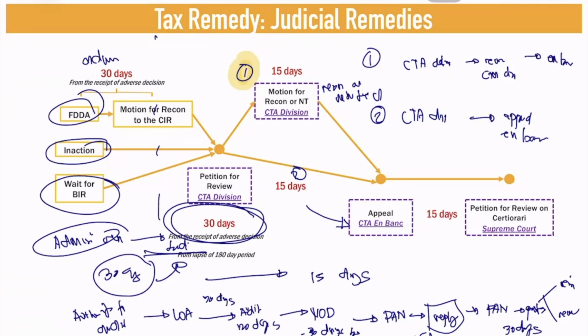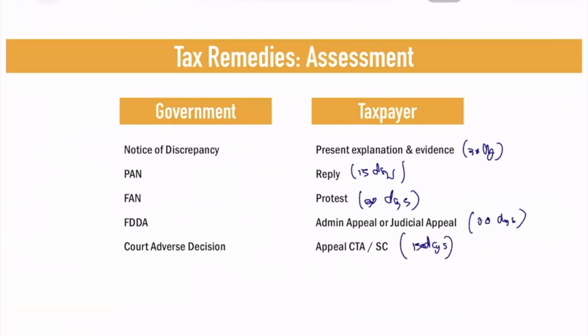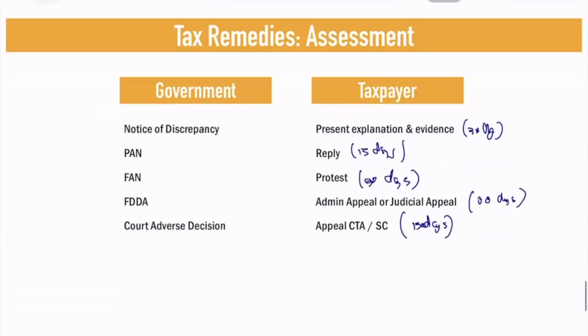Okay? So, that is your whole judicial remedies for assessment, for government, and for the taxpayer, for the admin and judicial remedy. Okay, recap. For government, if there's a notice of discrepancy given by government, the taxpayer has to present explanation and evidence within 30 days. Government can issue PAN, the taxpayer has to reply within 15 days. If the government will issue FAN, you have to protest within 30 days. If there's already an FDDA, you must admin appeal or judicial appeal within 30 days. If there's a court adverse decision, you need to appeal to the CTA or Supreme Court within 15 days. Okay? So that's it for tax remedies as to your assessment, both for government and taxpayer.